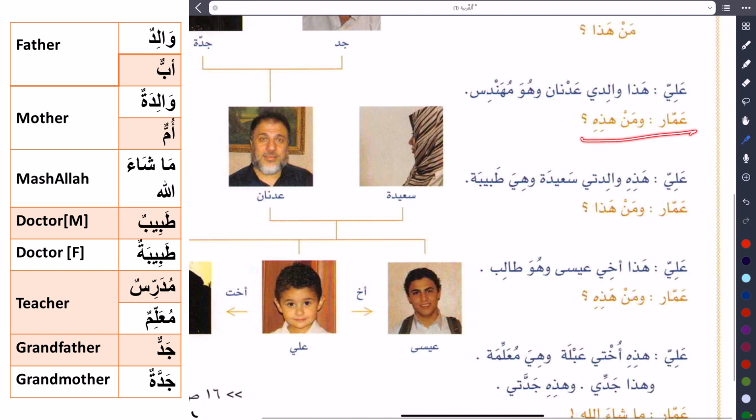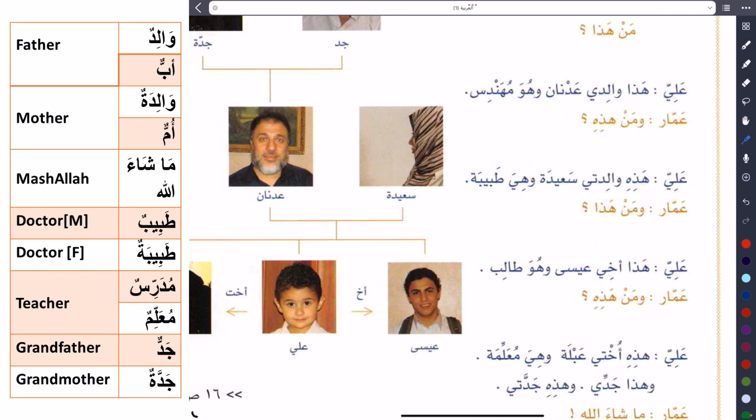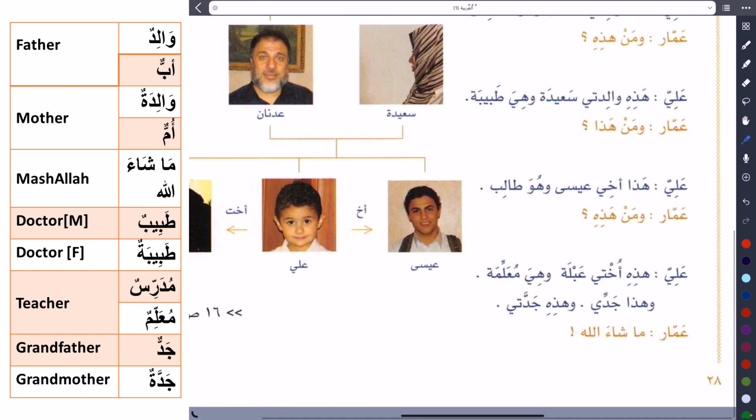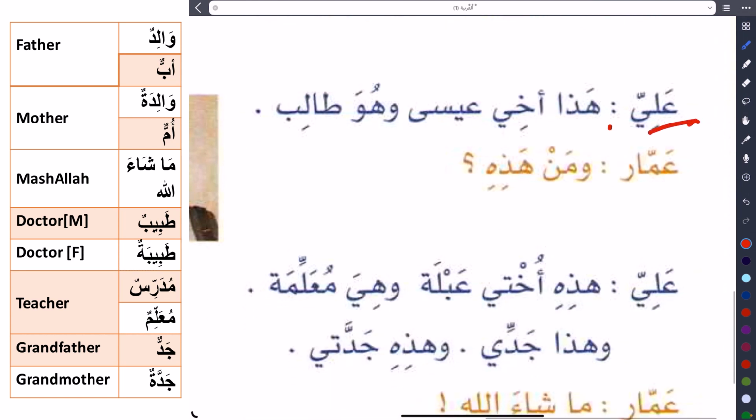Then he asks about a woman. ومن هذه? And who is this? For feminine. Ali answers, this is my mother. هذه والدتي سعيدة. Her name is سعيدة. وهي طبيبة and she is a female doctor. Then Ammar asked, ومن هذا? And who is this for masculine? هذا. Ali says, هذا أخي. We know from unit 1, أخي is my brother.